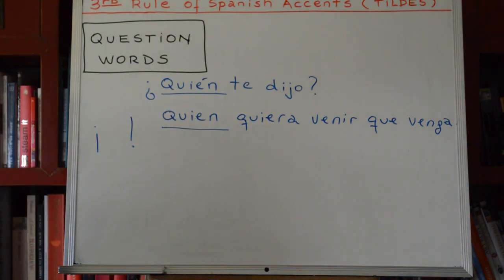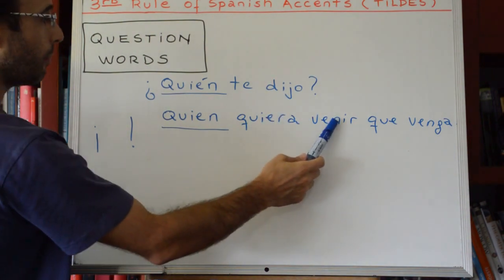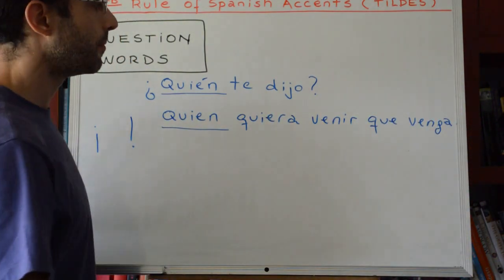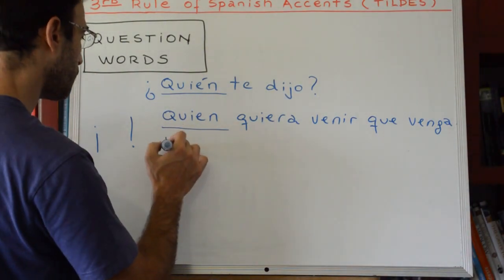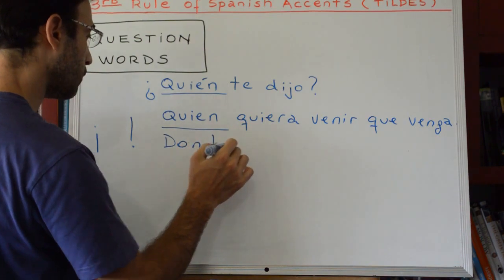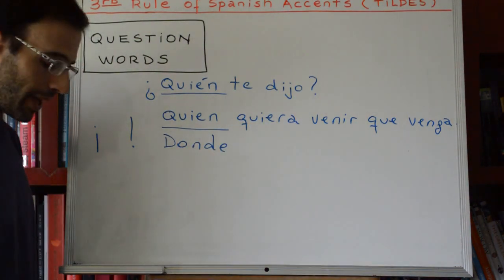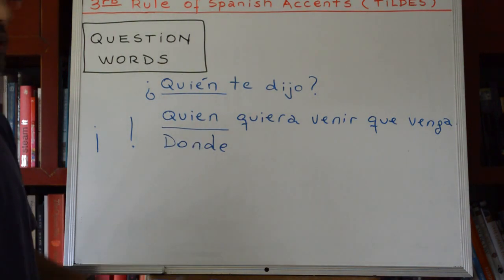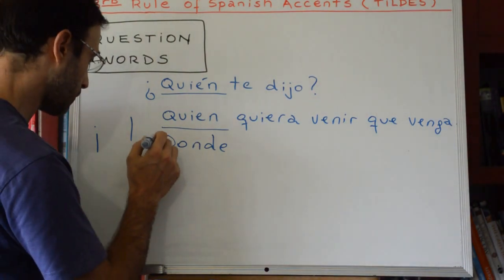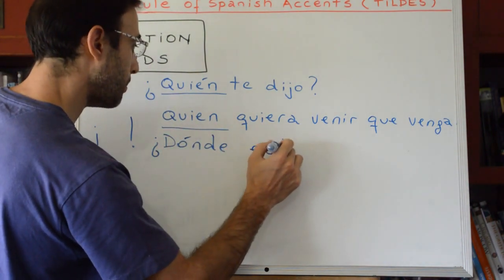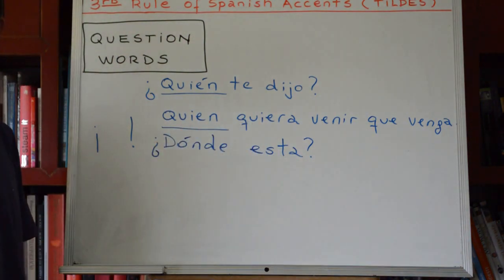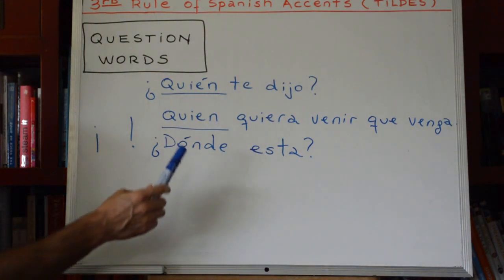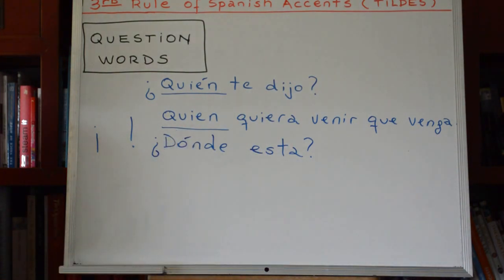So, what does this mean? Whoever wants to come, come. Okay? Whoever wants to come, come. Another example with a question word. The word donde, right? Donde means where, where. So, example. Question word involved in a question. ¿Dónde está? Very basic, simple sentence. ¿Dónde está? Where is it? Okay, it's involved in a question, therefore it carries the tilde.